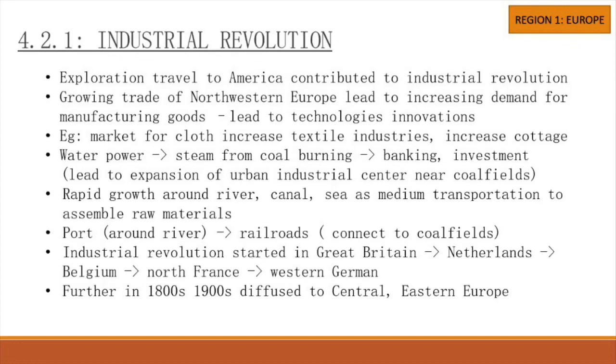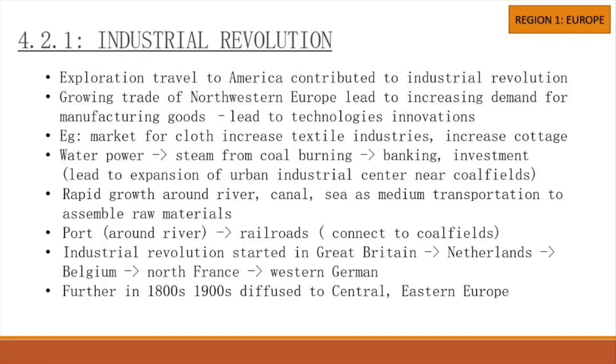The concentration of machines in factories that were soon powered by steam from coal burning required lots of capital and a number of workers. This is why it led to the expansion of urban industrial centers near the coal fields. The expansion of urban industrial areas also led to the introduction of banking systems and investment. It also made for rapid growth around rivers, canals and the sea as a medium of transportation to assemble the raw materials for the industries so that they can distribute their products.